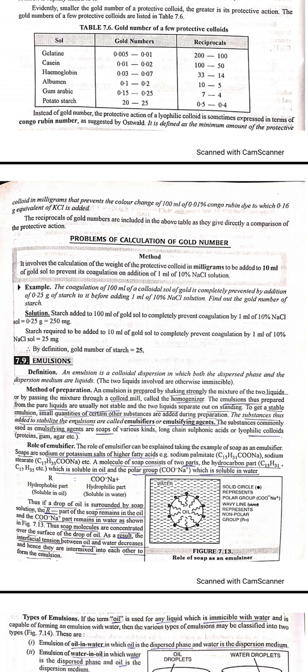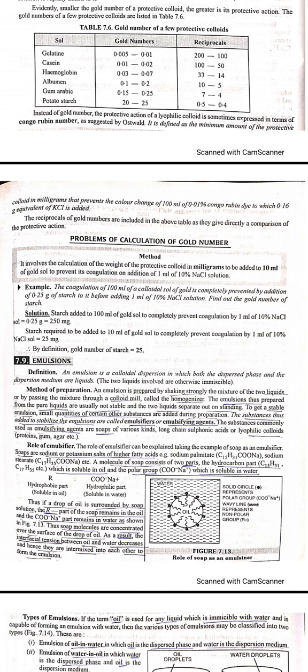A molecule of soap consists of two parts: the hydrocarbon part which is soluble in oil, and the polar group which is soluble in water. R is our hydrophobic part which is soluble in oil. COO negative Na positive is the hydrophilic part, soluble in water.